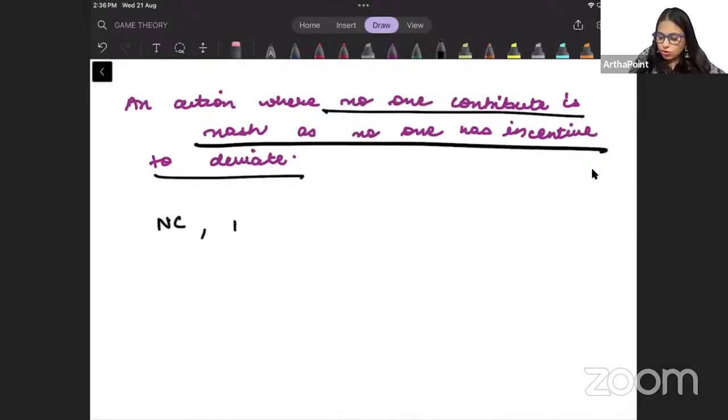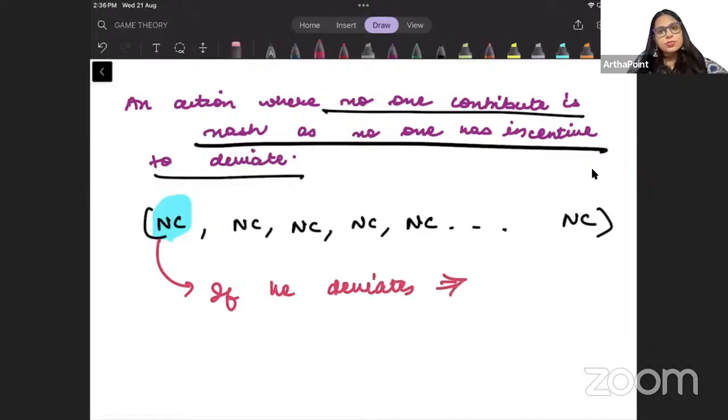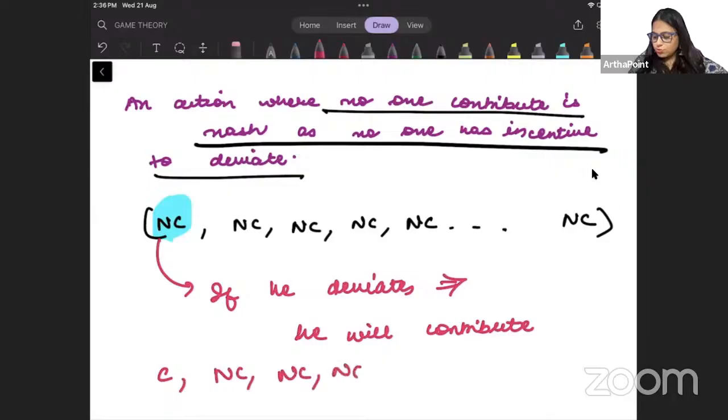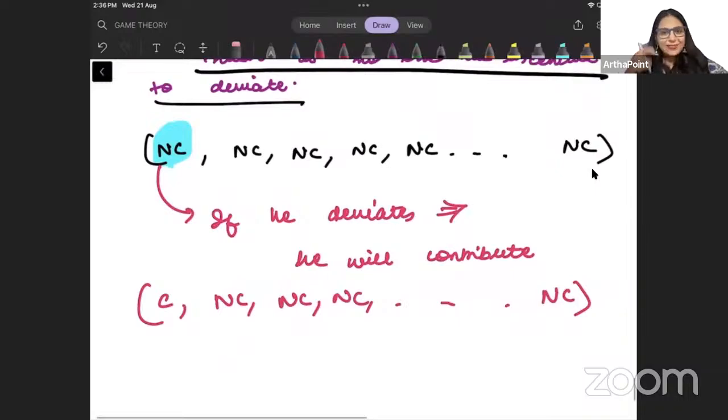ठीक है. Now the second Nash equilibrium is where no one is contributing. So 10 people not contribute, and everyone not contributes. Why is this a Nash equilibrium? Because let's consider any one individual. See, if he deviates, then what will he do? Deviation से क्या होगा? He will end up contributing. So if he contributes, it will be like this: contribute, not contribute, not contribute, till not contribute. Isn't it? But if he contributes, he is the only one who is contributing. We needed 6 people. So there will be no public good.